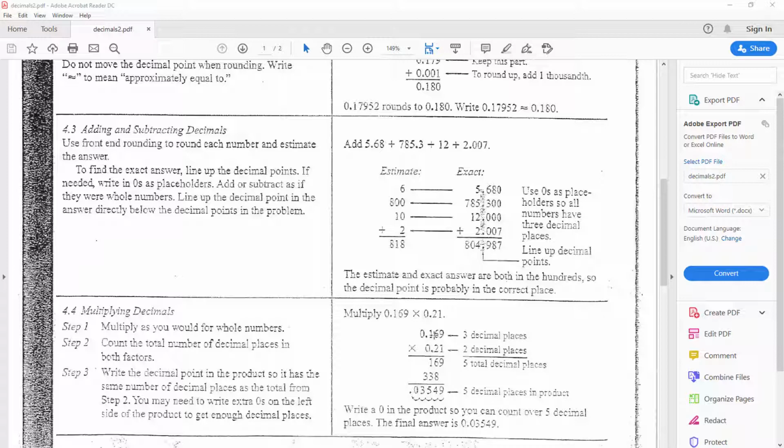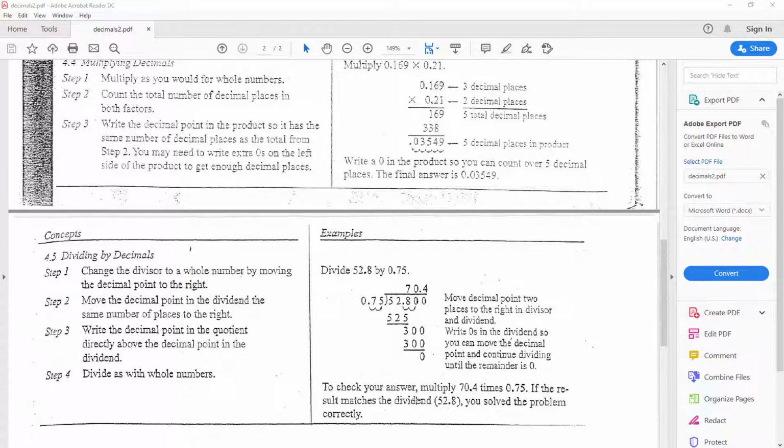And then they multiply it as if they were whole numbers. So after they've done that, multiplying like it was whole numbers, the decimal will be right there. But then you shift the decimal point over, the number of places in the product. You have to shift it 5 places over. And that's how that happens there.